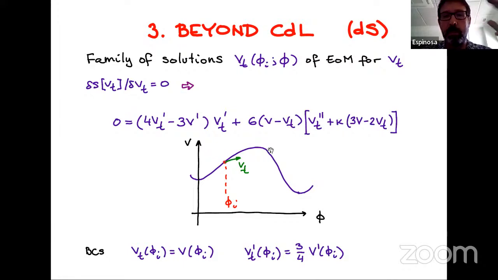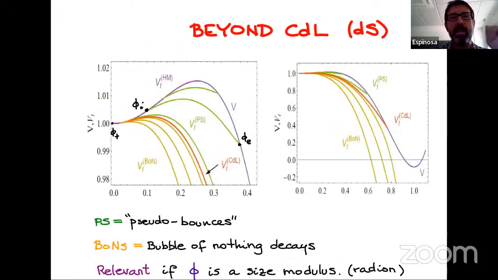And if you are looking for it, you will require some tuning of the initial condition. But because I'm interested in seeing what kind of other solutions I get, I will just vary this initial field value and see what I get. Okay. So this is shown in one particular example. You vary this initial value and then you get these different solutions. In red, I show the Coleman-De Luccia one. You can see it here in this zoom out version. On top of it, you find these solutions in green that I will call pseudo-bounces.